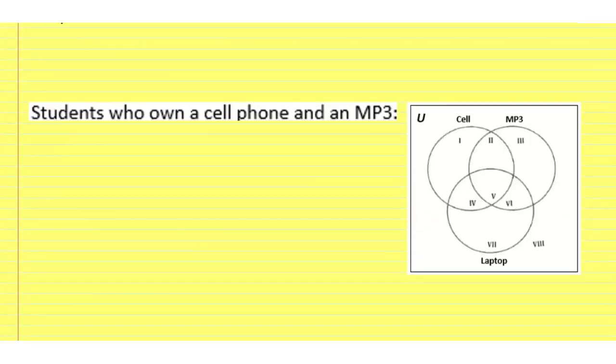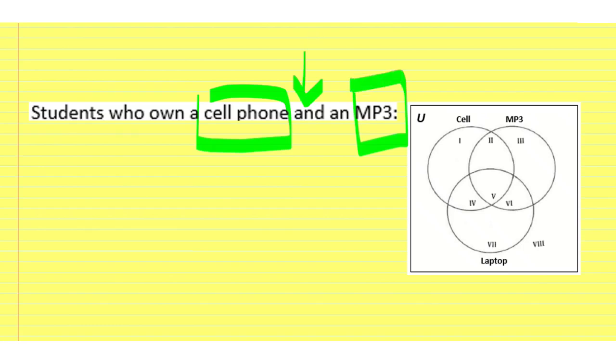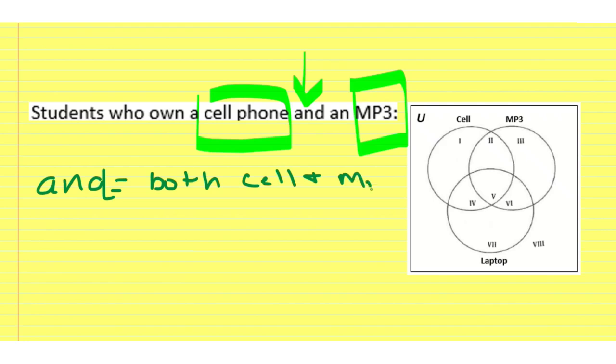Okay, and this question, they want to know about students who own a cell phone and an MP3 player. So we need to talk about what the word "and" means. "And" means both a cell phone and an MP3 player. So it is going to be an overlap area between these two circles. It's going to be an intersection. You could call that an intersection.